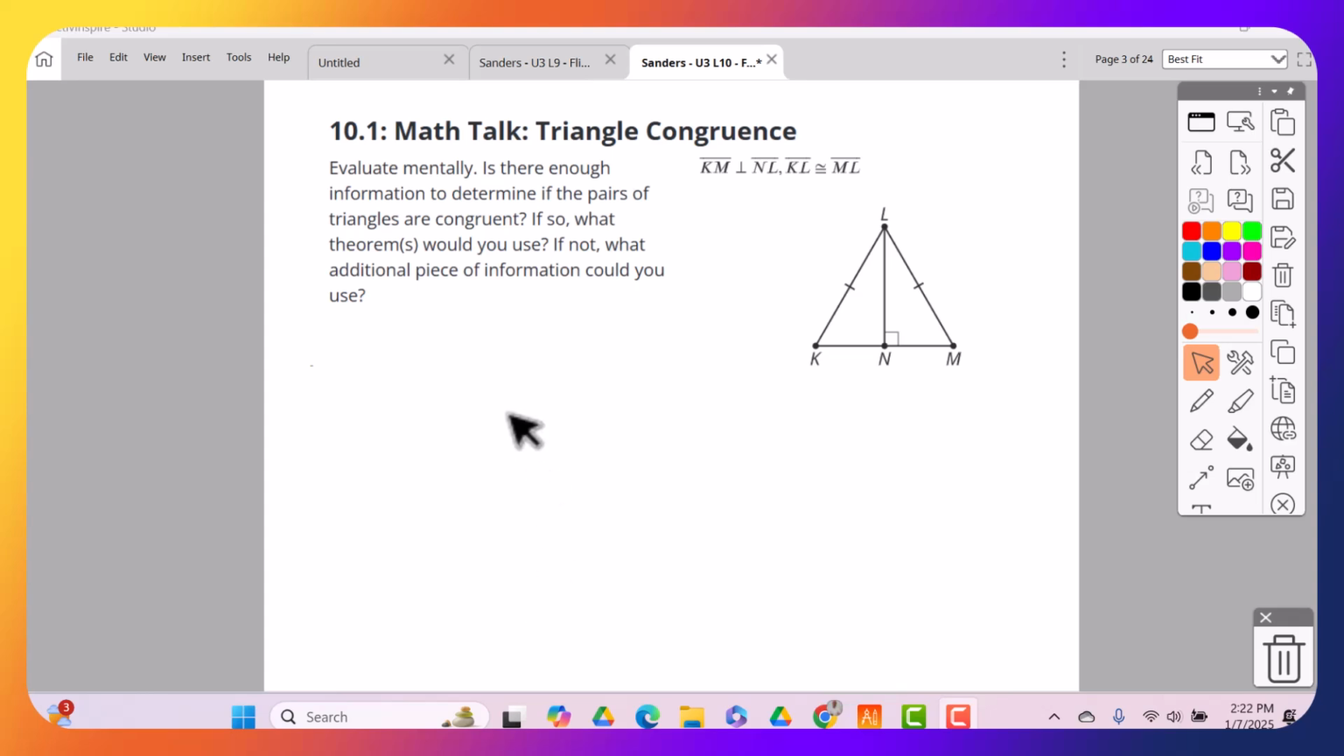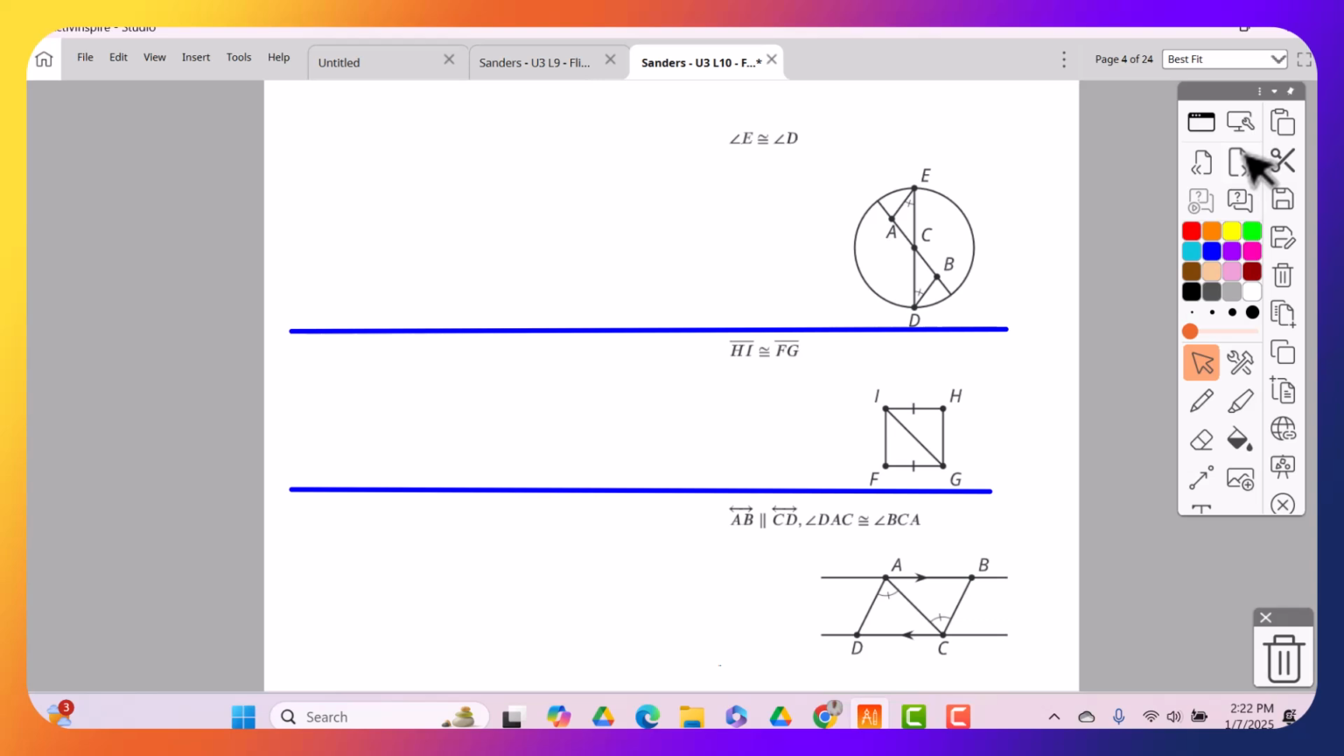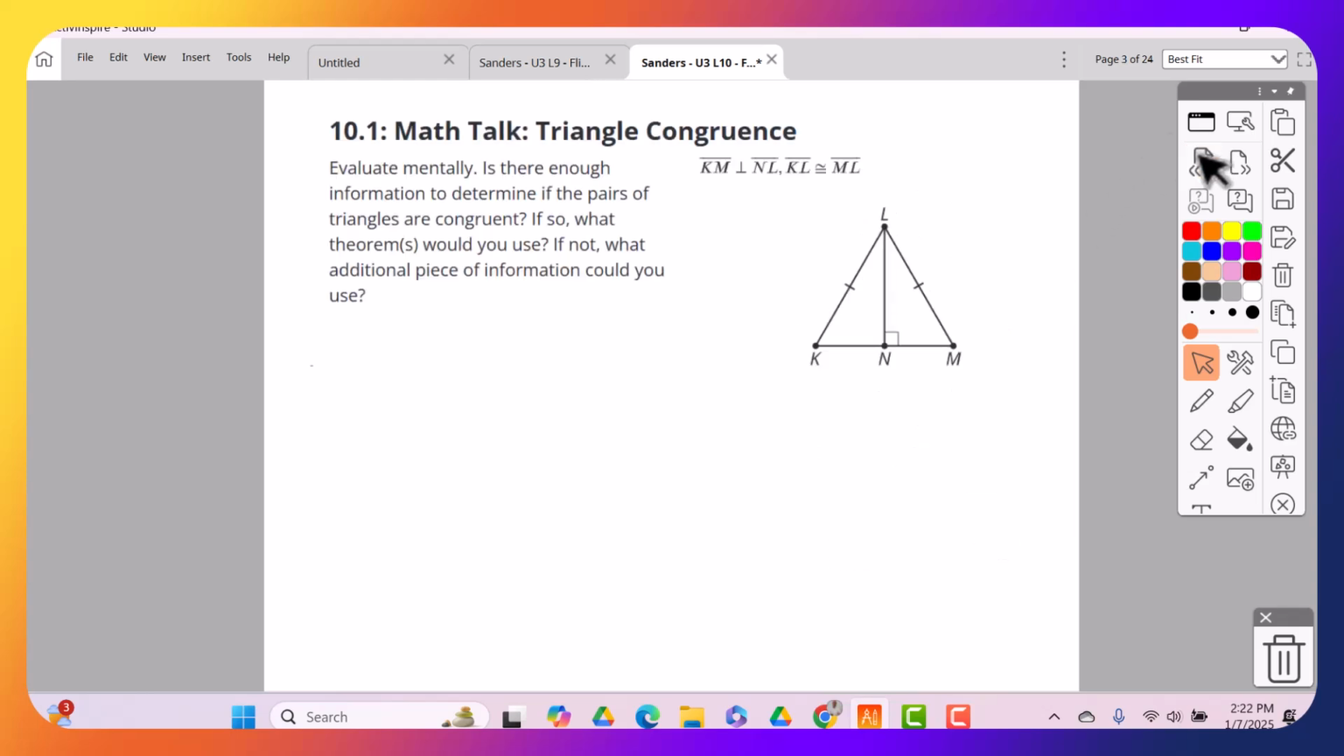Triangle congruence, evaluate mentally. Stare at this for a minute, and there are several more shapes to look at: a circle with two diameters, a square, and this parallelogram. We're supposed to ask ourselves, is there enough information to determine if the pairs of triangles are congruent? And if so, what theorems would we use? All right, let's take a look.